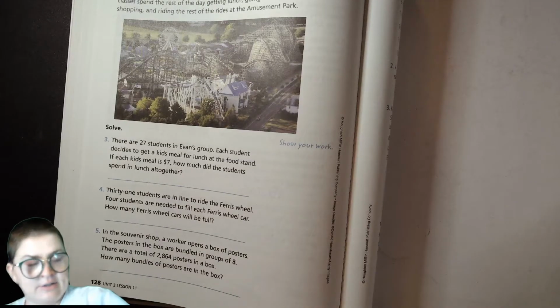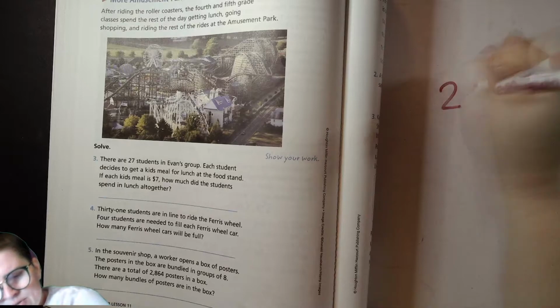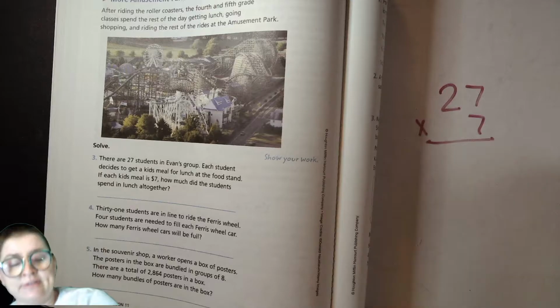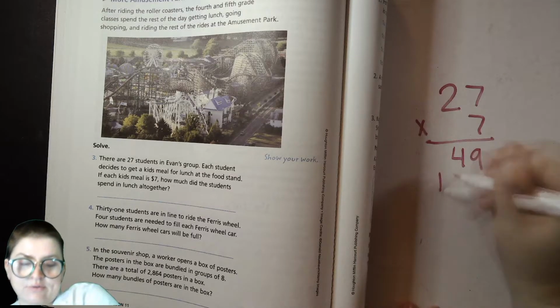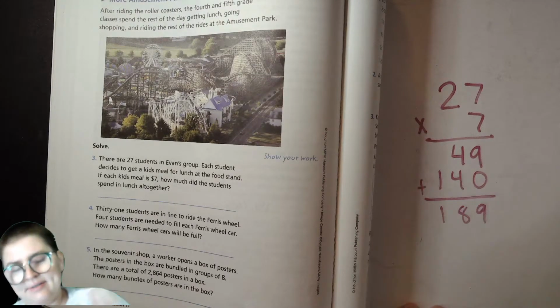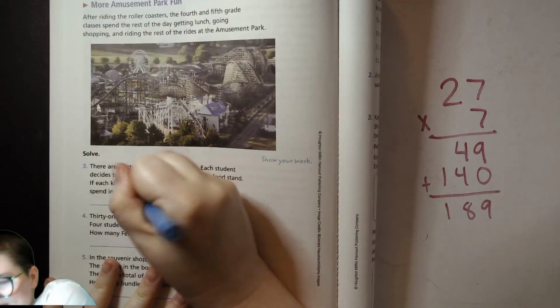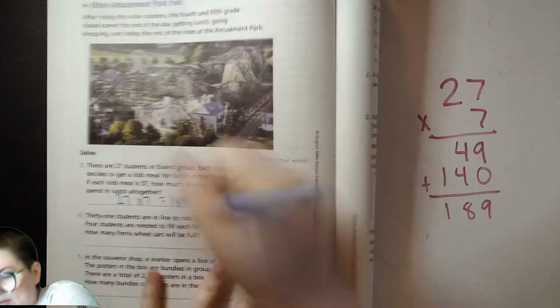So we have 27 kids, each spending $7. What's the operation for that? 27 times 7, right? So what's 7 times 7? 49. And what's 7 times 20? 140. What do you get when you add those up? 189. So we write that down. 27 times 7 equals 189 dollars, right?